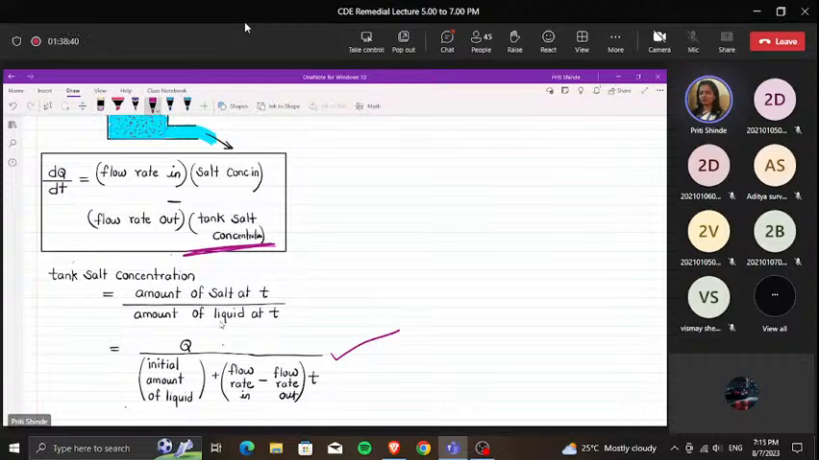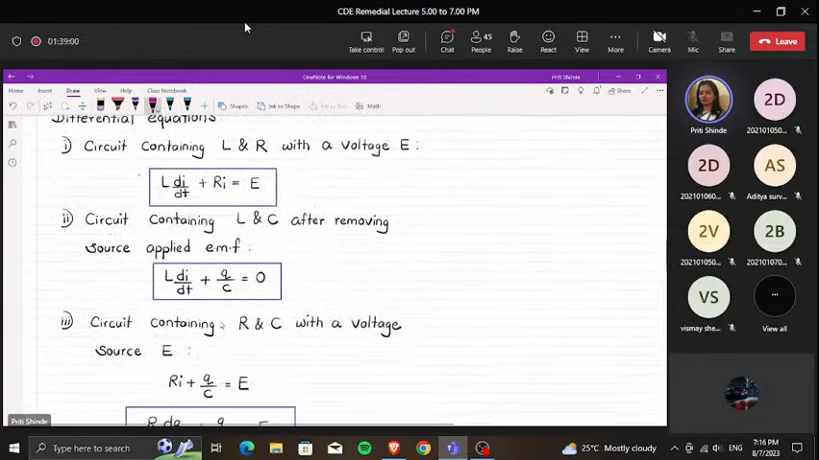In Newton's law of cooling, you have to prepare a table carefully. Similarly, here draw a proper diagram. What is flow rate in, flow rate out, salt concentration? So carefully draw your rough diagram, use this equation and find your solution. So write down the example.